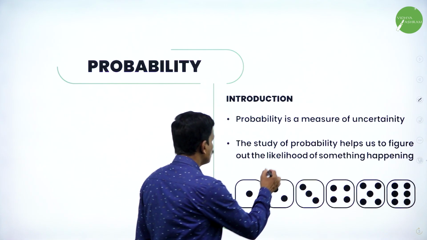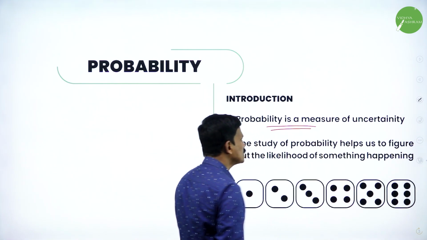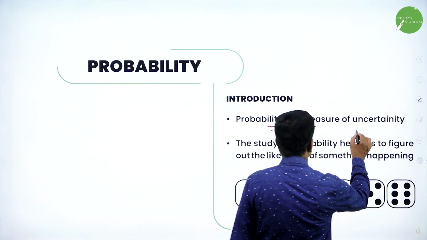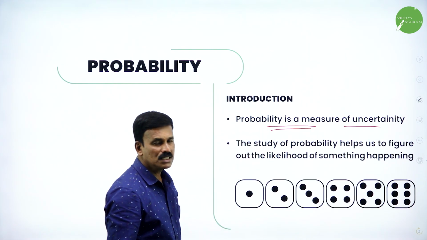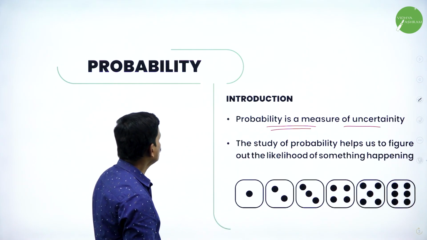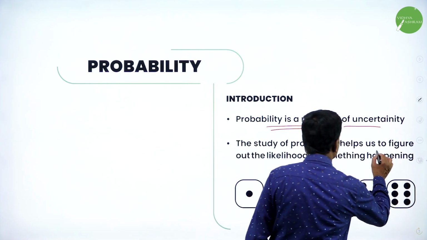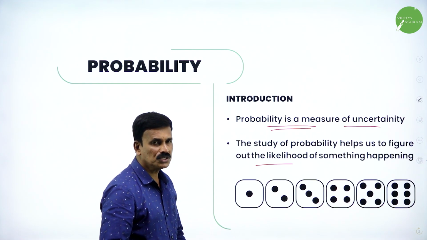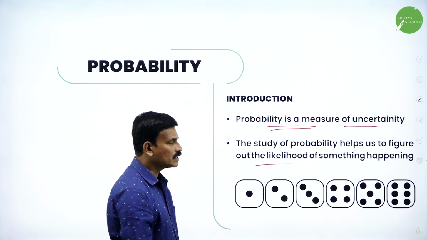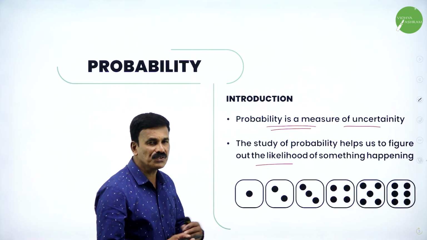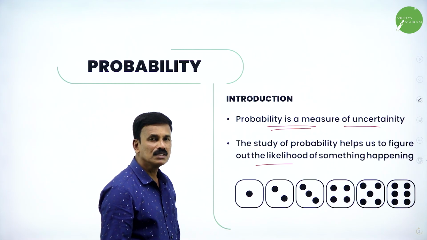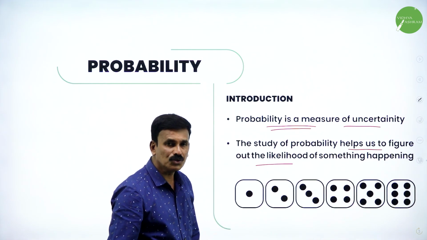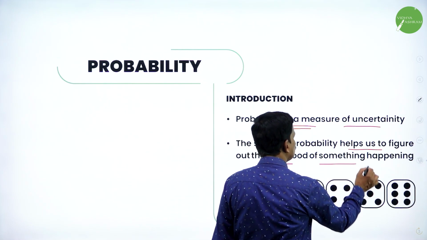So in the introduction, what is probability actually? Probability is a measure of uncertainty. It is nothing but a measure of an uncertainty. So the measure of an uncertainty is termed as probability. Now the study of probability helps us to figure out the likelihood of something happening. So probability helps us to figure out what is going to happen.